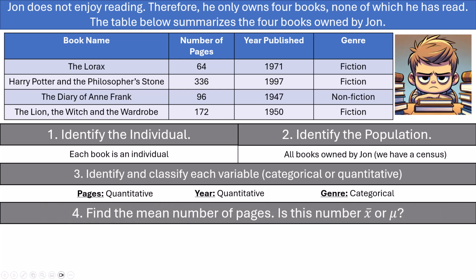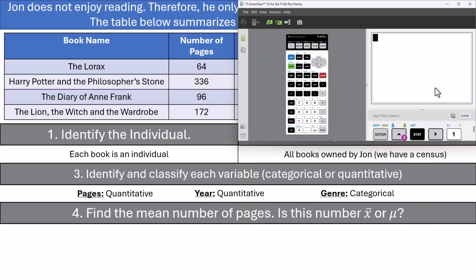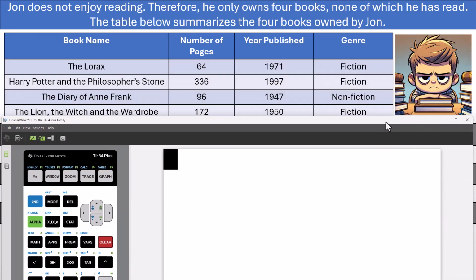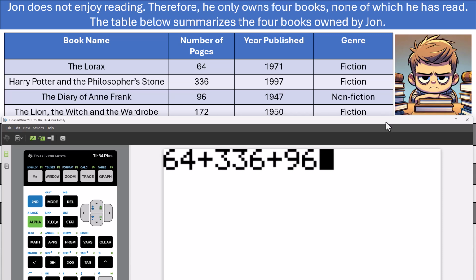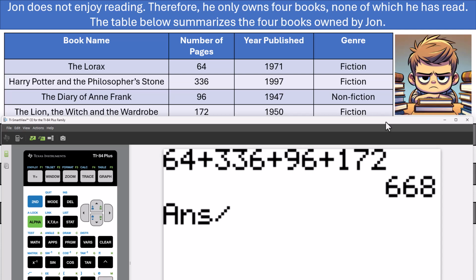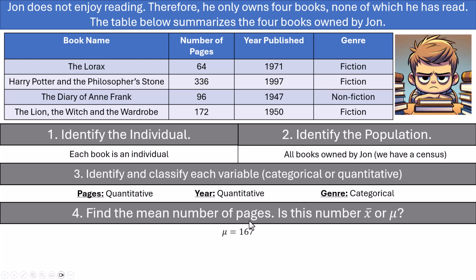So to find the mean number of pages, we can just add up all the numbers of pages, and then we can divide by how many there are, which is 4. So if we grab our calculator here, we can see that if we take 64 plus 336 plus 96 plus 172, and we divide that by 4, since there are 4 different books, we get 167. So the mean number of pages is 167.